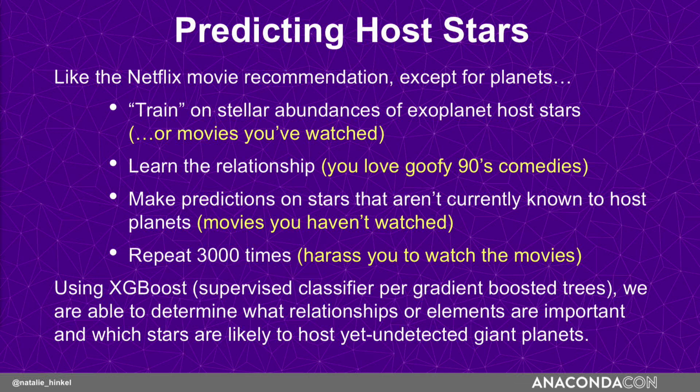So the algorithm that I wrote is very similar, in that I train the algorithm to look at the elements of stars that have planets. So these are confirmed planet-hosting stars. And I train it to learn the trends within those elements. And then apply those trends to stars that do not currently have confirmed planets, and predict whether or not these stars are likely to have planets. And then I do that thousands of times. More pictorially, it kind of looks like this.